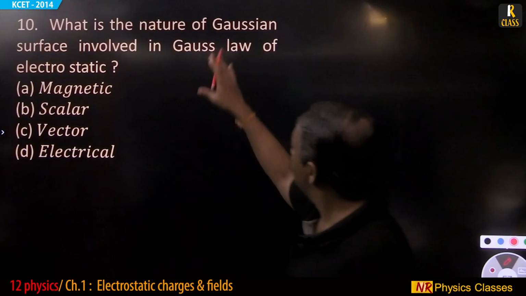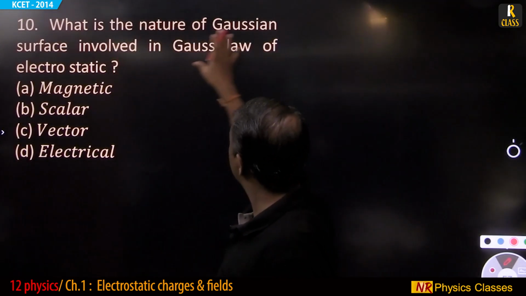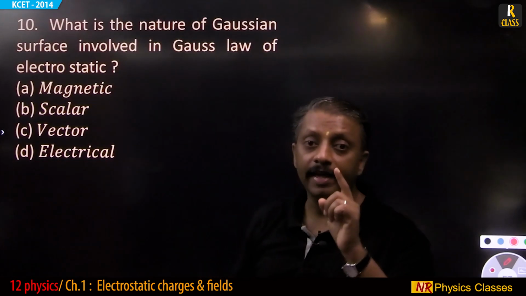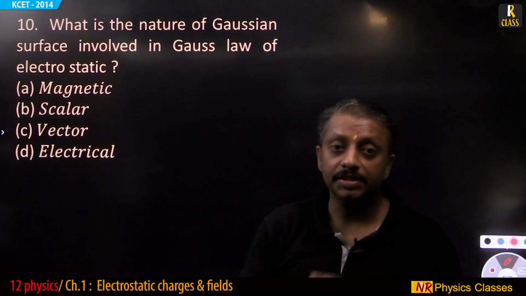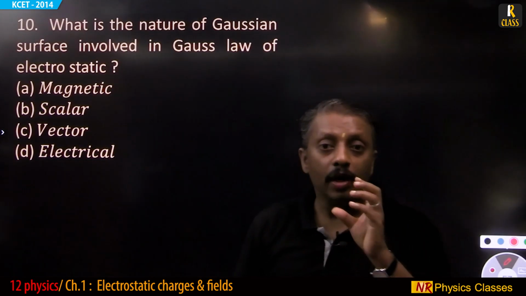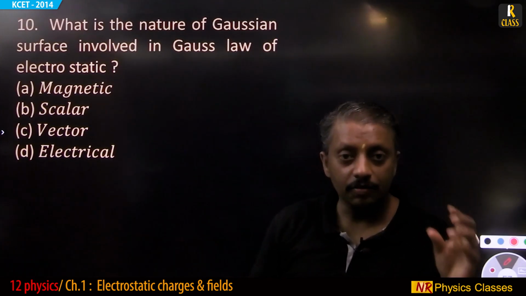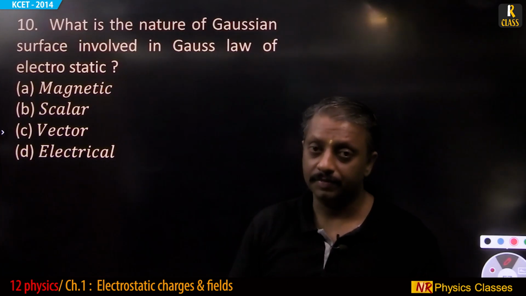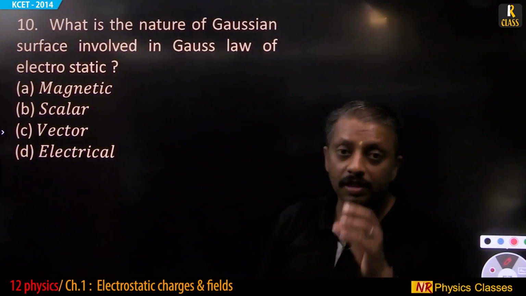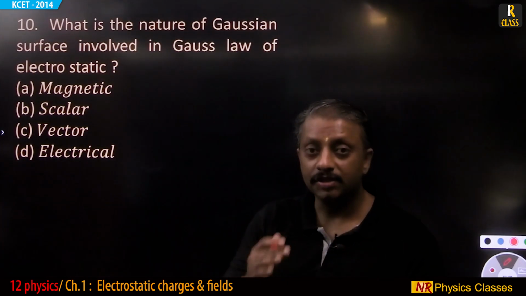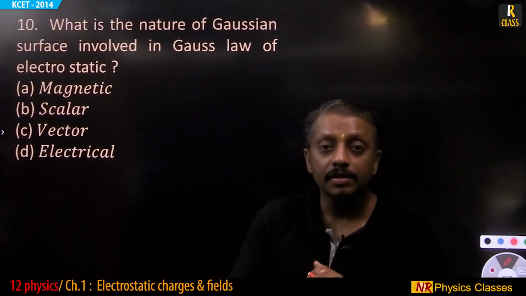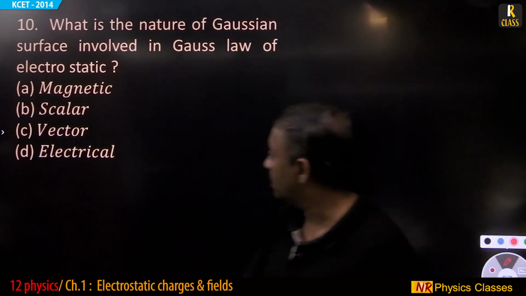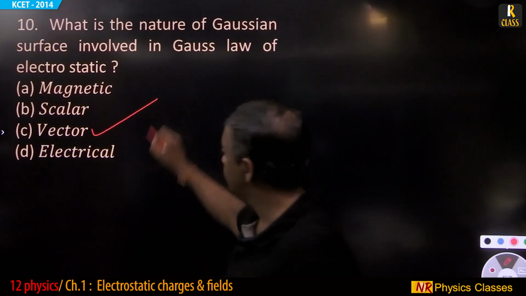What is the nature of the Gaussian surface involved in Gauss law of electrostatics? Gaussian surface gives area, and area is treated as a vector quantity. Why is area treated as a vector quantity? It satisfies the laws of vector addition, isn't it? So it not only gives magnitude, it also gives direction such that it follows the laws of vector addition. Therefore, it should be a vector.